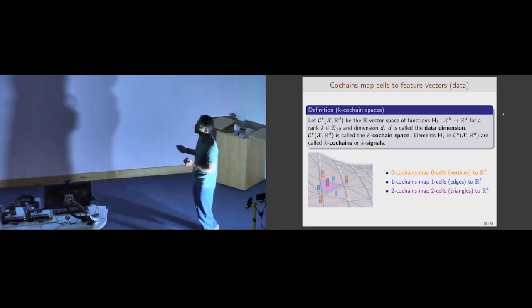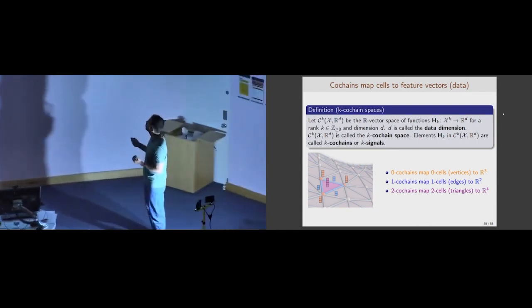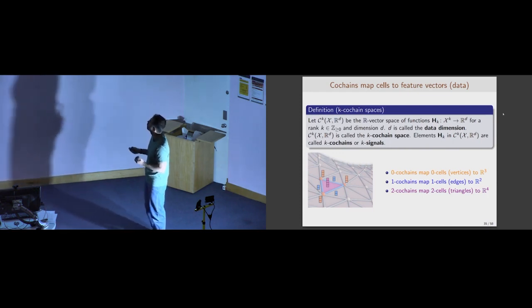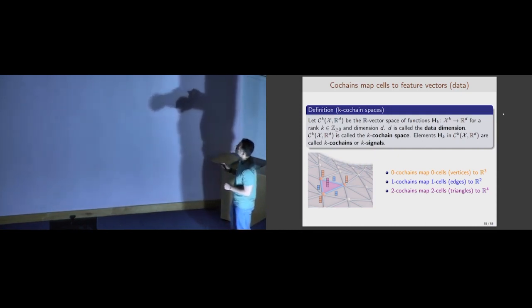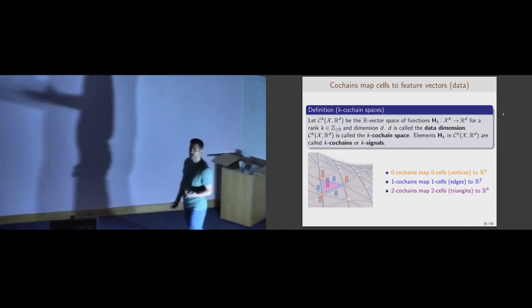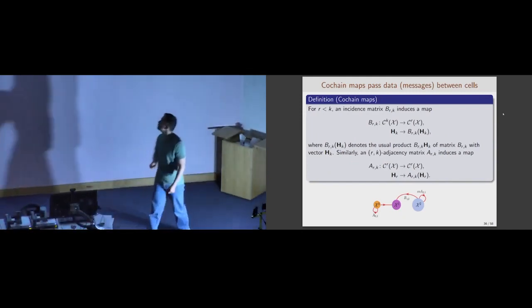But I can repeat the process for higher order cells. For example, for one-rank cells, that is blue edges, I can now attach vectors in R2, the blue vectors. And finally, for a purple face, which is a two-rank cell, a triangle, I can also have a two-cochain that maps the triangle to a purple vector here in R4. So this is how I populate my structure with data. But this is not enough.